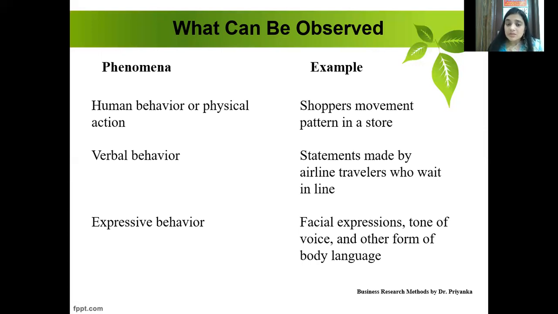Then tone of voice, that also tells you whether the person is actually agreeing on something, or he is just trying not to argue, and that is why he is agreeing to the thing, right? Tone of voice also tells you the truth. Then other forms of body language, for example, the way a person sits, the way a person walks, these are very important expressive behaviors of a person. For example, facial expressions, tone of voice, and the way we walk and talk.